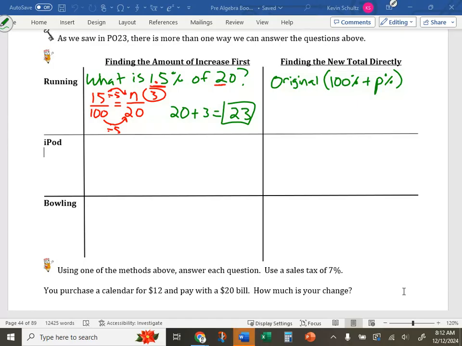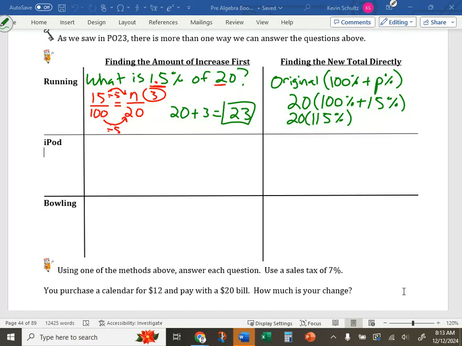So just plugging these things in here, what number would go in for our original? What do we start with? 20, right? And then we're multiplying that by 100% plus, what's our percent of increase? 15. Right? It ends up being an increase of 3 miles, but our percent of increase is 15%. So this becomes 20 times 100% plus 15% is 115%.